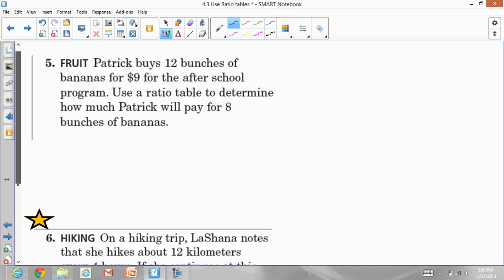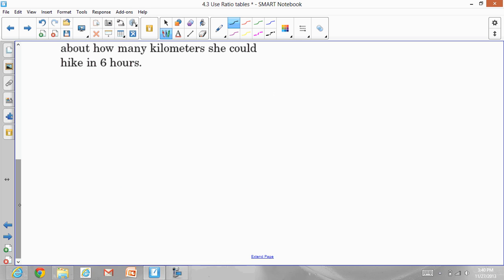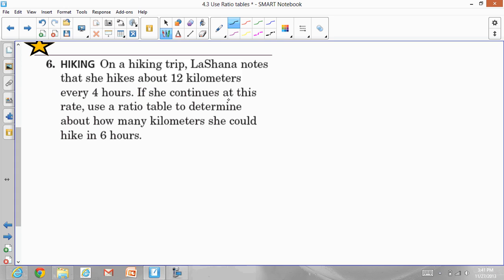Let's focus on the question that has been marked. Pause the video, read the question, understand the question. Let's do it together. On a hiking trip, Lashana notes that she hikes about 12 kilometers for every 4 hours. So the two pieces of information you're comparing in this case are kilometers and hours. So 12 kilometers in 4 hours.